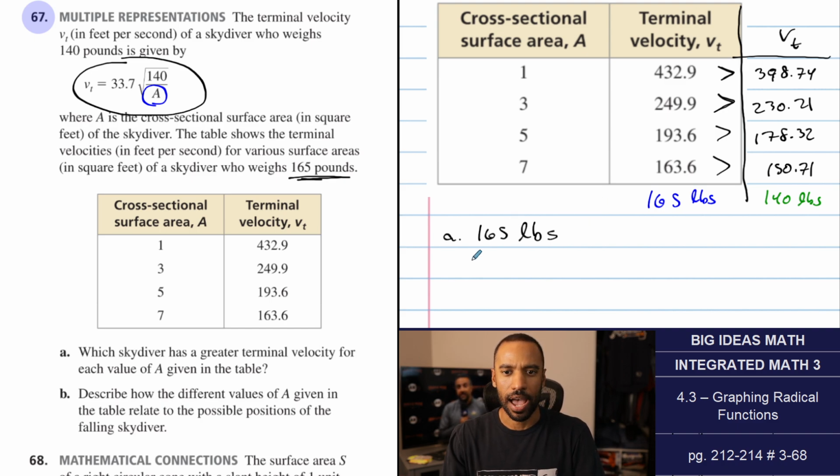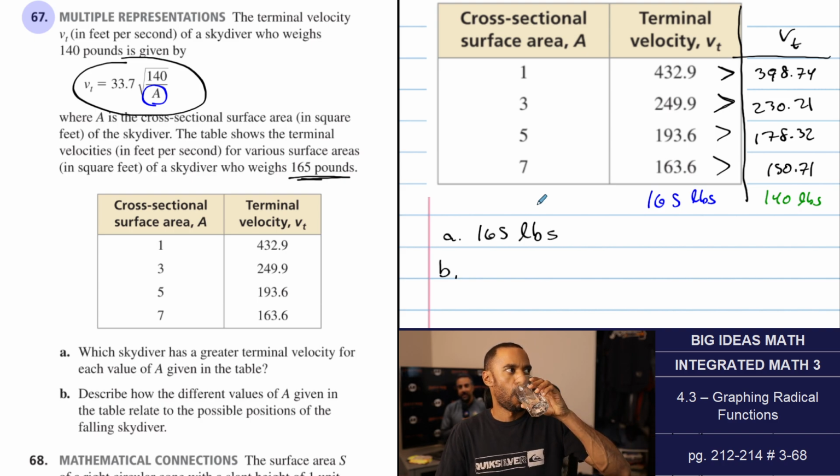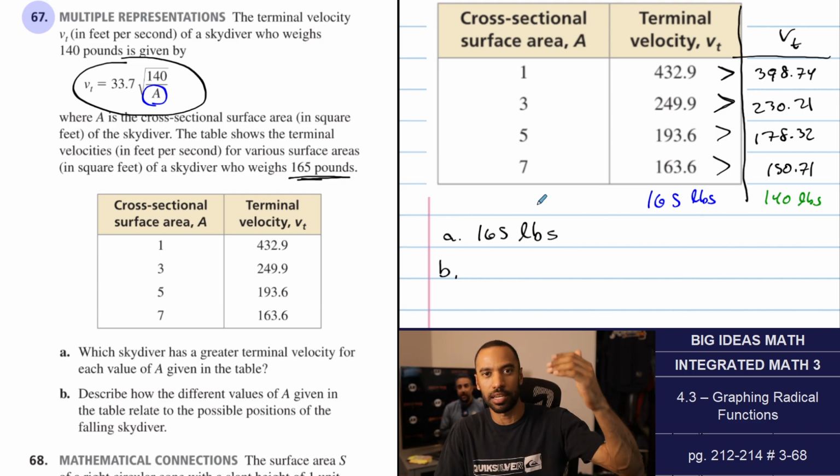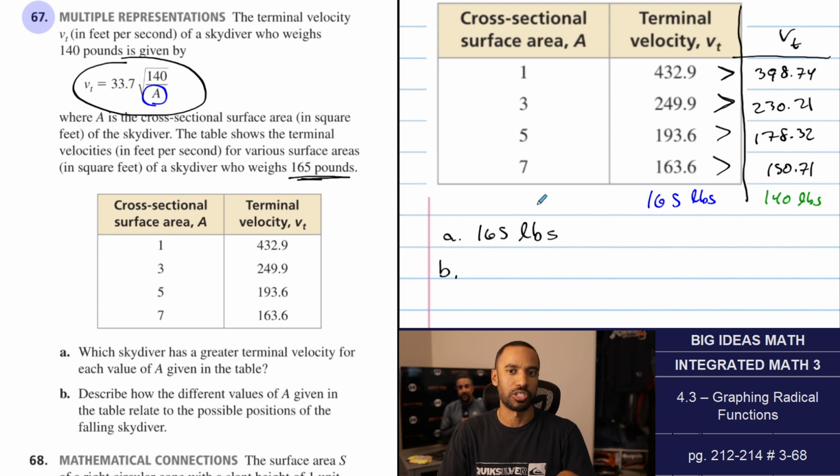Part B, describe how the different values of A given in the table relate to the possible positions of the falling skydiver. Well, I don't know how cross-sectional surface areas work outside of the fact that they said terminal velocity. They didn't say increase your velocities, you increase. The idea is, guys, you increase in speed as you fall down more. But terminal velocity is you cap out at a certain speed over time.